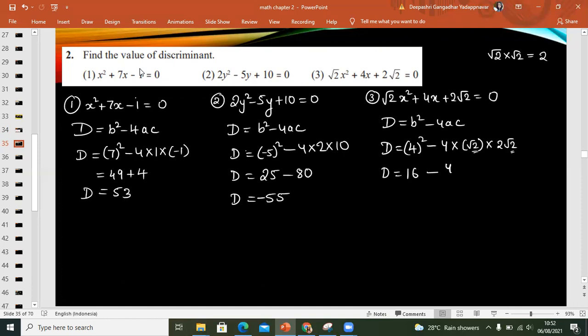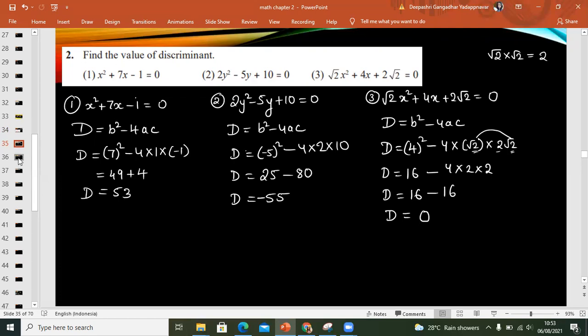That means 4 multiply this 2, and multiply this root 2 and this root 2, I can write it only once as 2. So the final answer will be 4 times 2 is 8, 8 times 2 is 16. Here you are getting discriminant as 0. So the nature of this quadratic equation, the roots of this quadratic equation are real and equal.